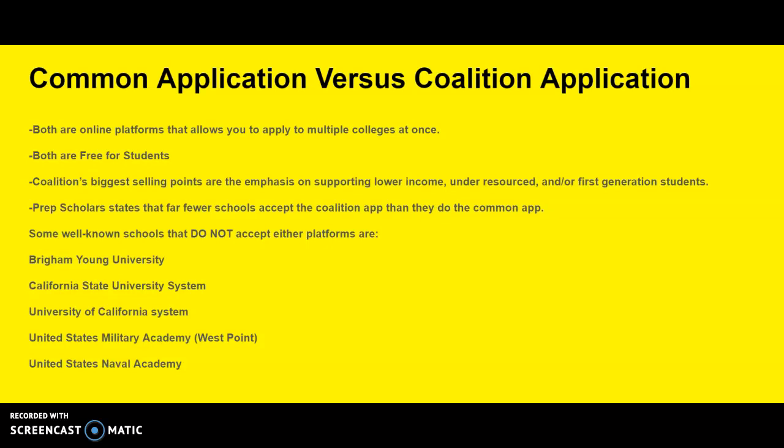they do the Common app. Some well-known schools that do not accept either platform are Brigham Young University, California State University System, United States Military Academy, West Point, United States Naval Academy, and University of California System, including UCLA and UC Berkeley. Whichever application you choose, make sure you have enough time to work on your application.